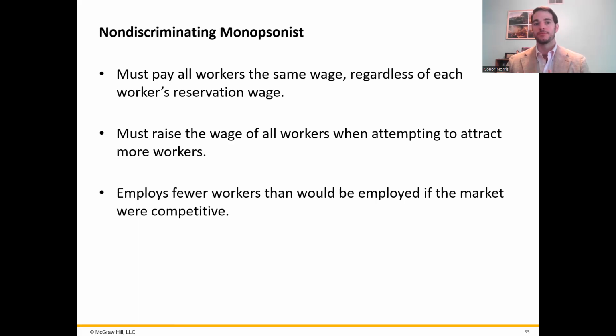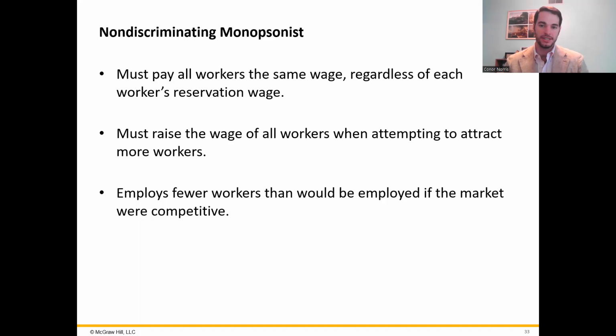So a lot of these firms, a lot of these monopsonist firms are non-discriminating monopsonists. Now, these are firms that have significant buying power in the labor market, meaning that it's only one of or the only employer in the area or in a specific industry. But unlike the discriminating monopsonists that we just saw, which might pay different wages to different workers, a non-discriminating monopsonist pays all workers the same wage. The key challenge for this type of employer is that to attract more workers, it has to raise wages for all employees, not just the additional ones it wanted to hire.